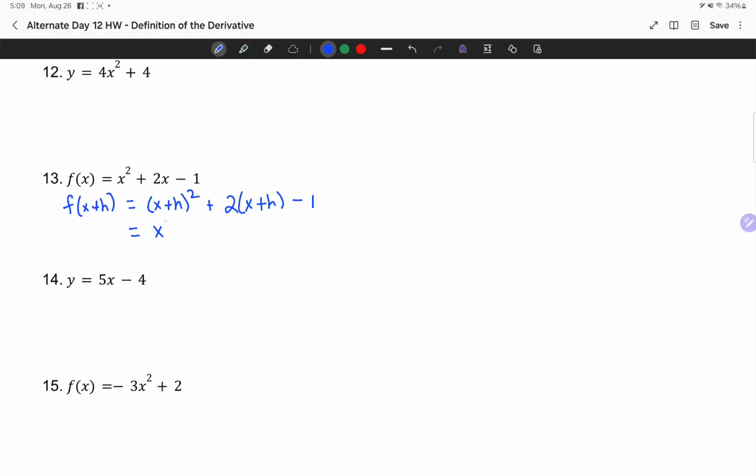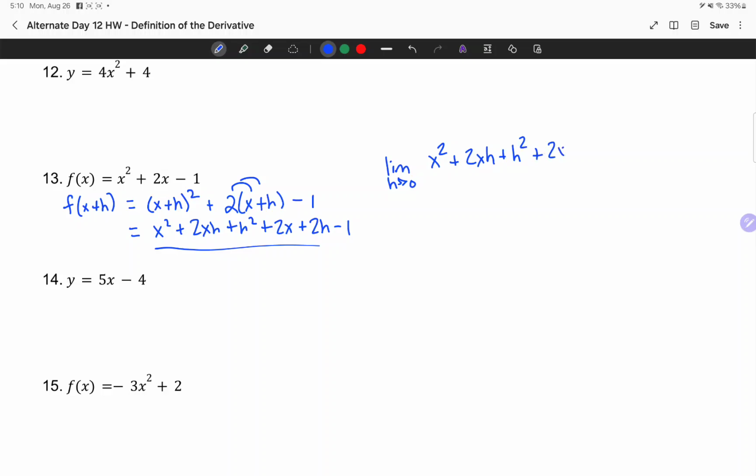If we FOIL this out, we get x squared plus 2xh plus h squared. Here we're going to distribute: plus 2x plus 2h minus 1. I'm not going to rewrite f of x. It's already written. So then we have the limit as h approaches 0 of all of this: x squared plus 2xh plus h squared plus 2x plus 2h minus 1. I'm going to put that all in parentheses, minus x squared plus 2x minus 1.